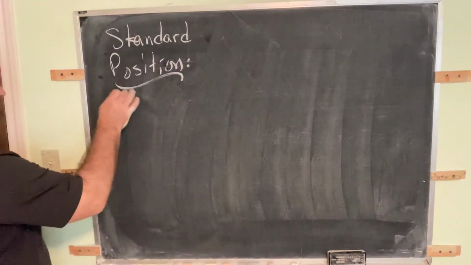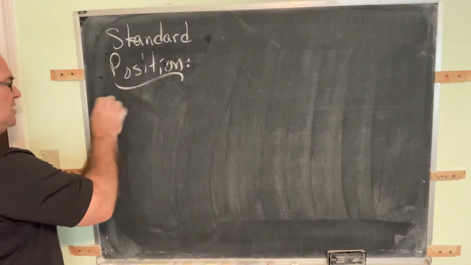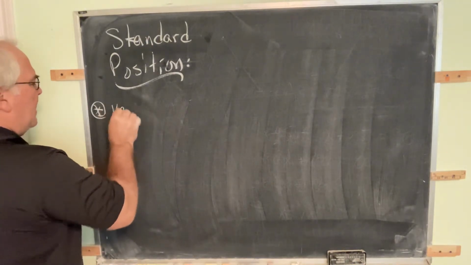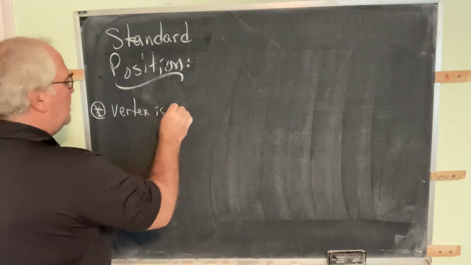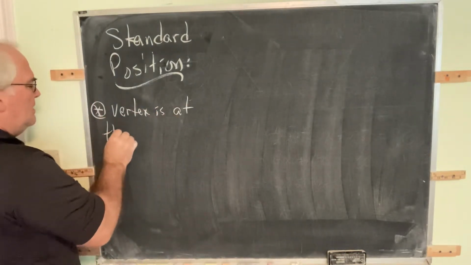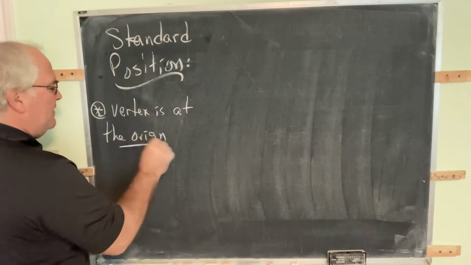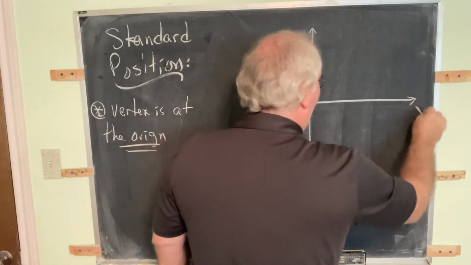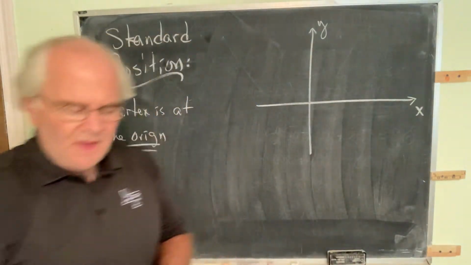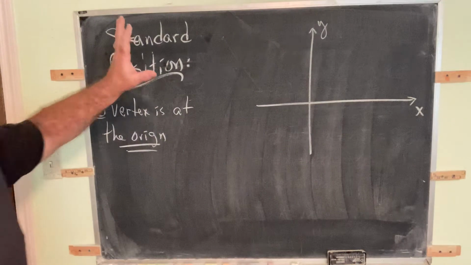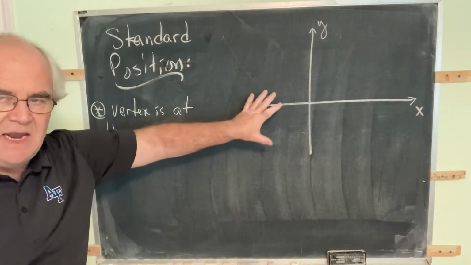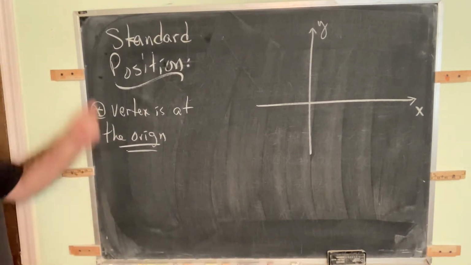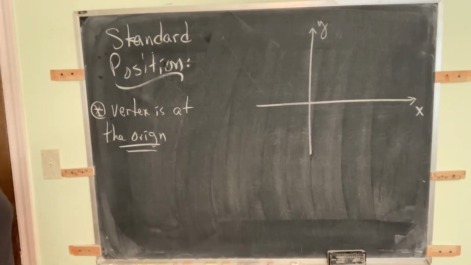An angle is in standard position if it meets these two requirements. Number one, the vertex is at the origin. When I say that, I mean this. Consider the XY coordinate axis. We're going to slap a coordinate system in the plane that contains the angle we're dealing with. Requirement number one to be in standard position is that the vertex must be at the origin.